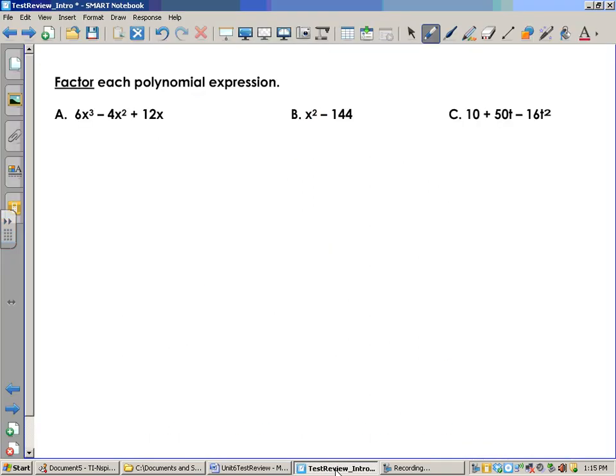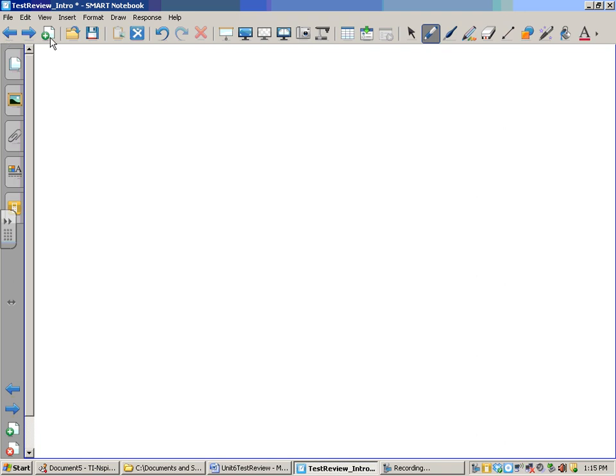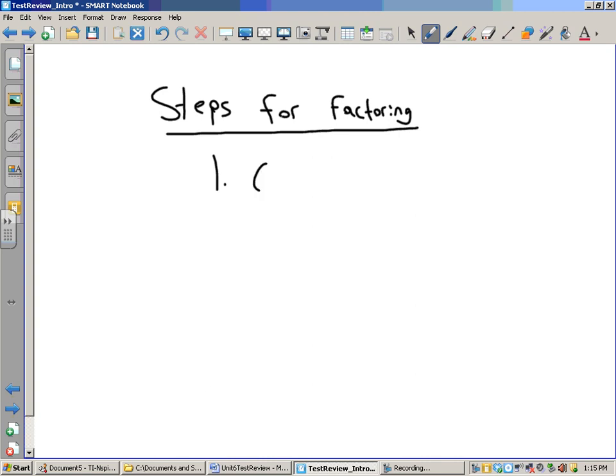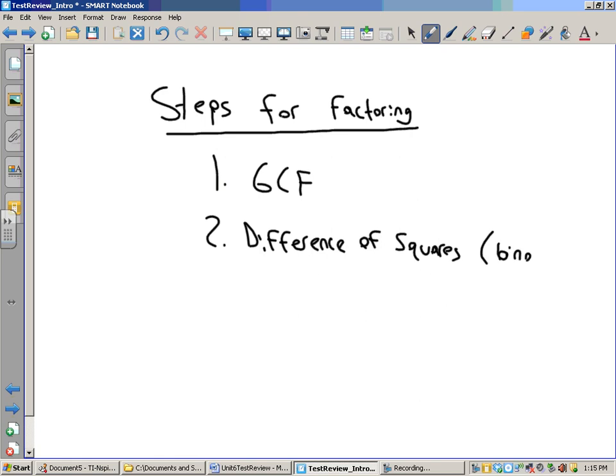So remember the steps for factoring. Let me add a sheet, steps for factoring. So what do you need to do first? Always look for a GCF. Second, look for a pattern. The only pattern we know is a difference of squares, which happens only for binomials. And then third, look for and apply the X factor as a graphic organizer, which is only for trinomials.